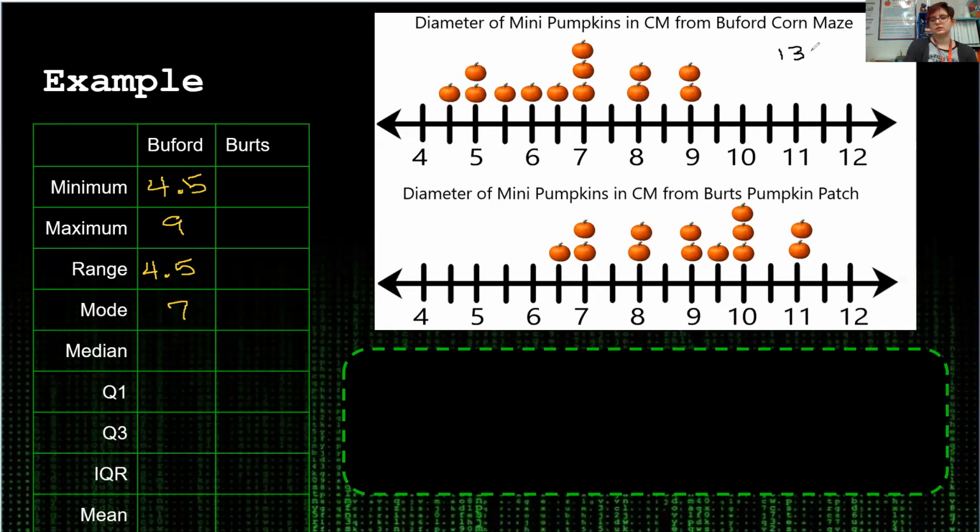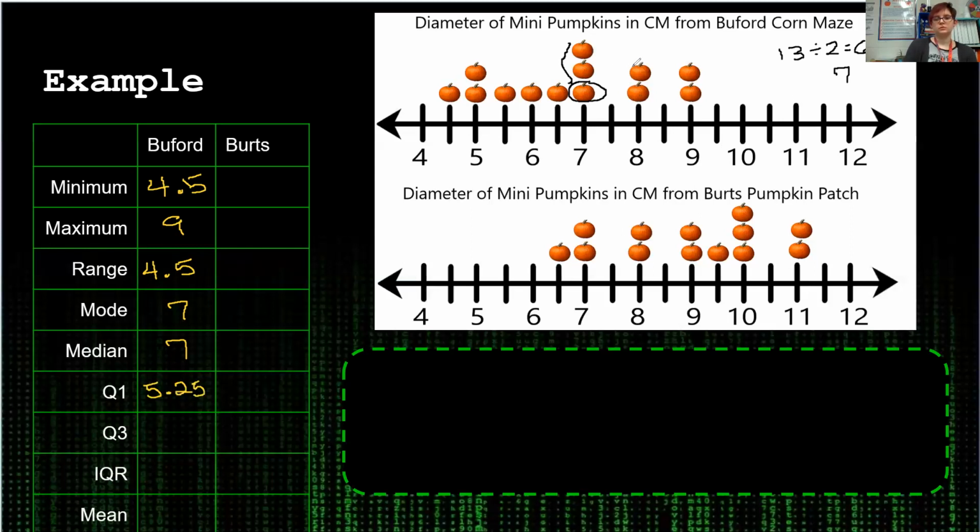So 13 divided by 2 gives me 6.5. So my median is my 7th pumpkin. So 1, 2, 3, 4, 5, 6, 7, right here. So my median is 7 centimeters. Q1, so there's 6 smaller and 6 larger. So we're going to go in between the 3rd and 4th. So 1, 2, 3. Okay. Halfway between 5 and 5.5. So that's 5.25.